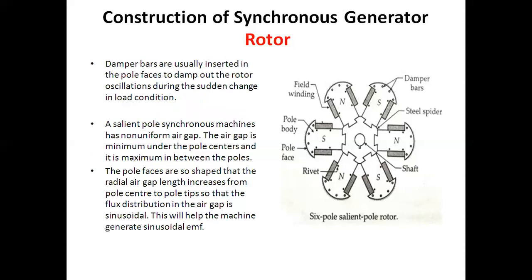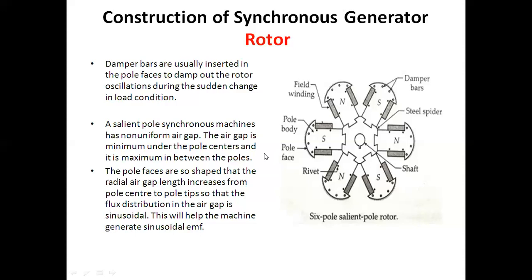The damper bars are usually inserted in the pole faces. This is the pole face that is seen in the pictorial view, and the damper bars are usually inserted in the pole faces to damp out the rotor oscillation during a sudden change in load condition.